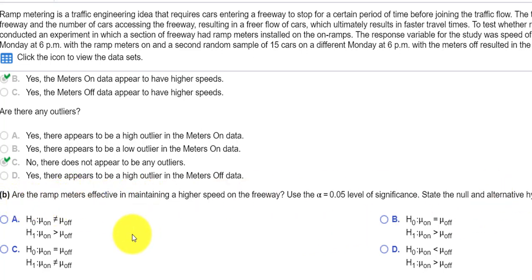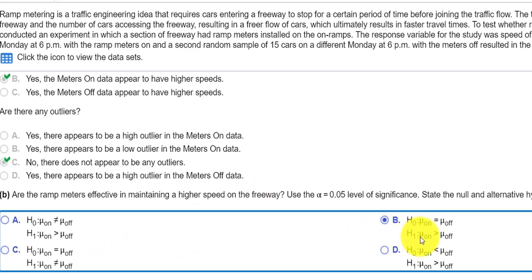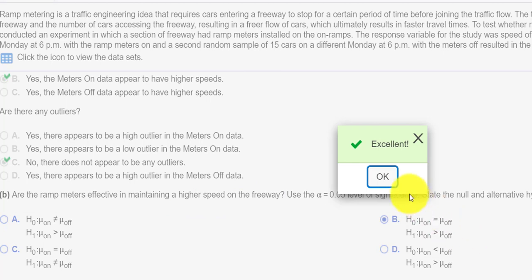So choice C or B are the two that I'm looking at, but then it says maintaining a higher speed on the freeway. So on would be greater than off, right? So my two choices would be the null is that the speeds are equal, or the alternative would be that on is greater than off, right? Higher speed on the freeway. Check answer. There we go.